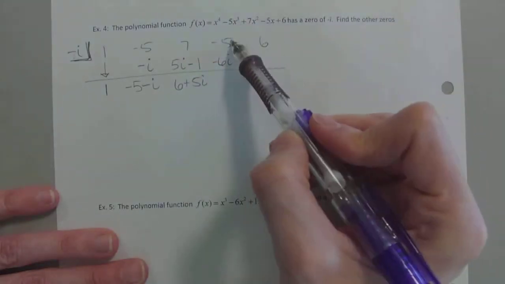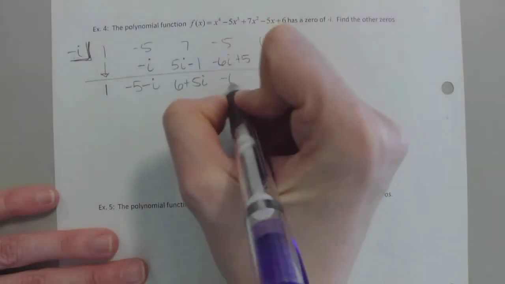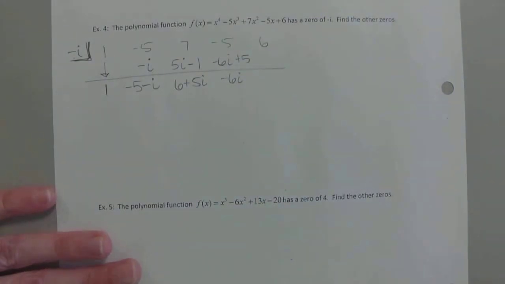Negative i times 6 is negative 6i. Negative i times 5i is negative 5i squared. But i squared is negative 1. A negative times a negative gives me a positive 5. Ultimately, these two end up canceling. I'm just left with negative 6i. Those that are doing it in your calculator, did you get negative 6i when you did that?